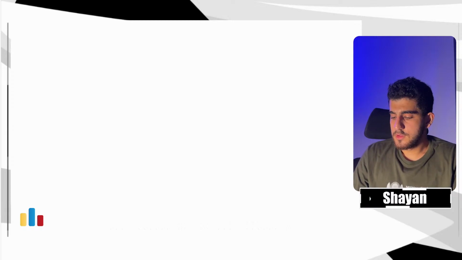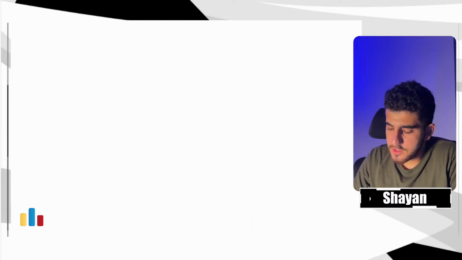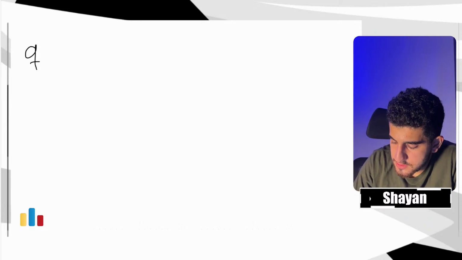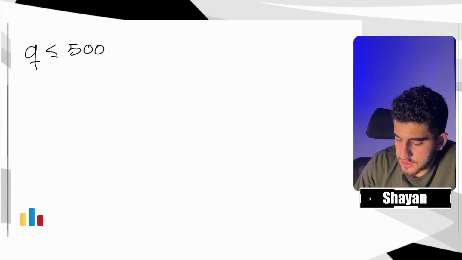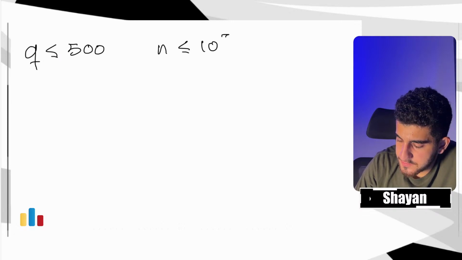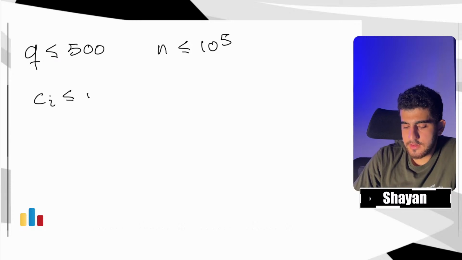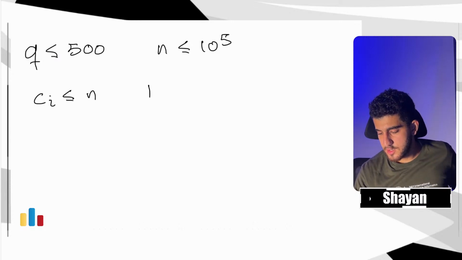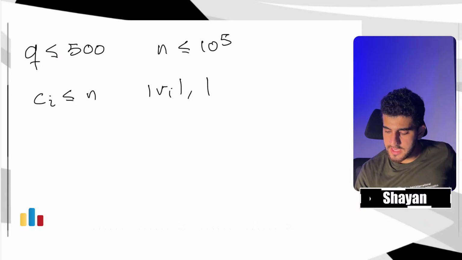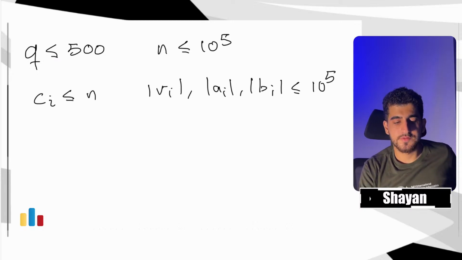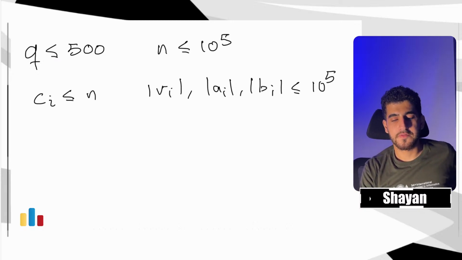Okay, awesome. So, we want to find, we know that Q is up to 500, so we have 500 queries. And N is up to 10 to the 5th, and the colors of the balls are up to N. And V_i are up to 10 to the 5th, and also A_i and B_i are up to 10 to the 5th. They can also be negative numbers, but the absolute value of them is up to 10 to the 5th.